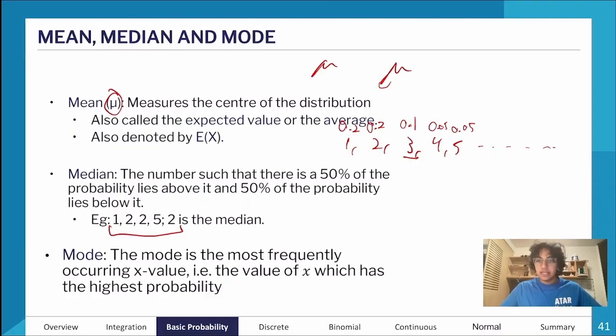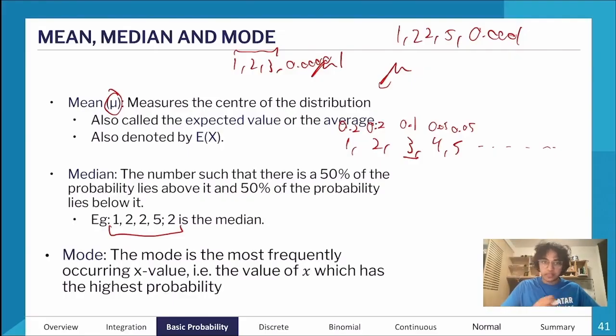But the problem with mean is that it's not robust. What I mean by not robust is that it can be affected really easily by outliers, right? If I have a couple numbers, 1, 2, and 3, and also 0.00001, the mean is going to be so much lower than what 1, 2, and 3 actually are, right? Or if I have 1, 2, 2, and 5, and I don't know, like 0.0001, again, the mean is just going to be dragged down, right?